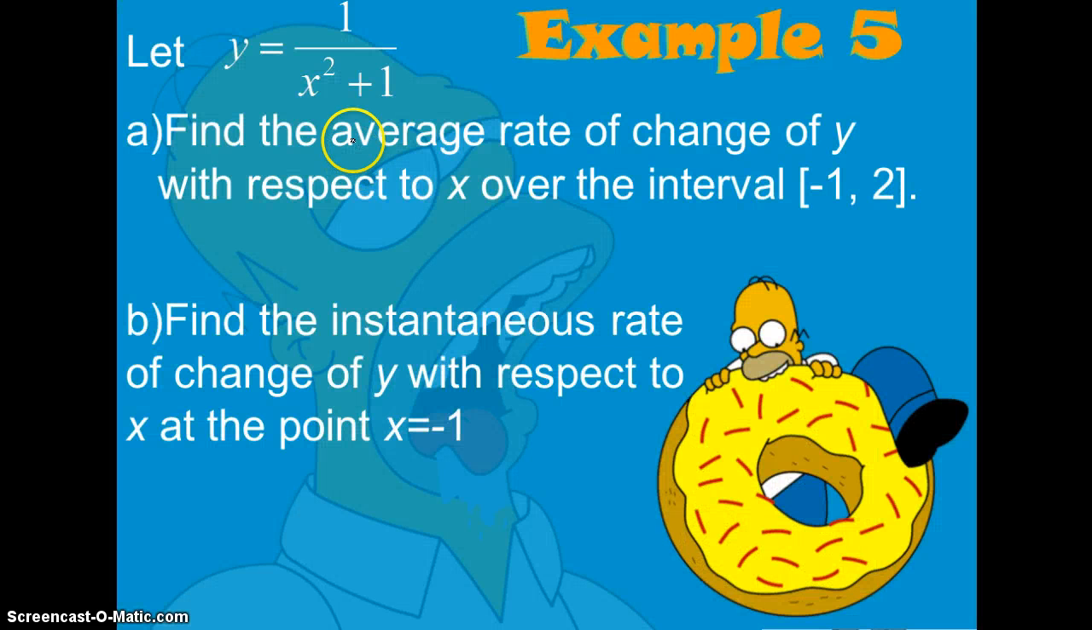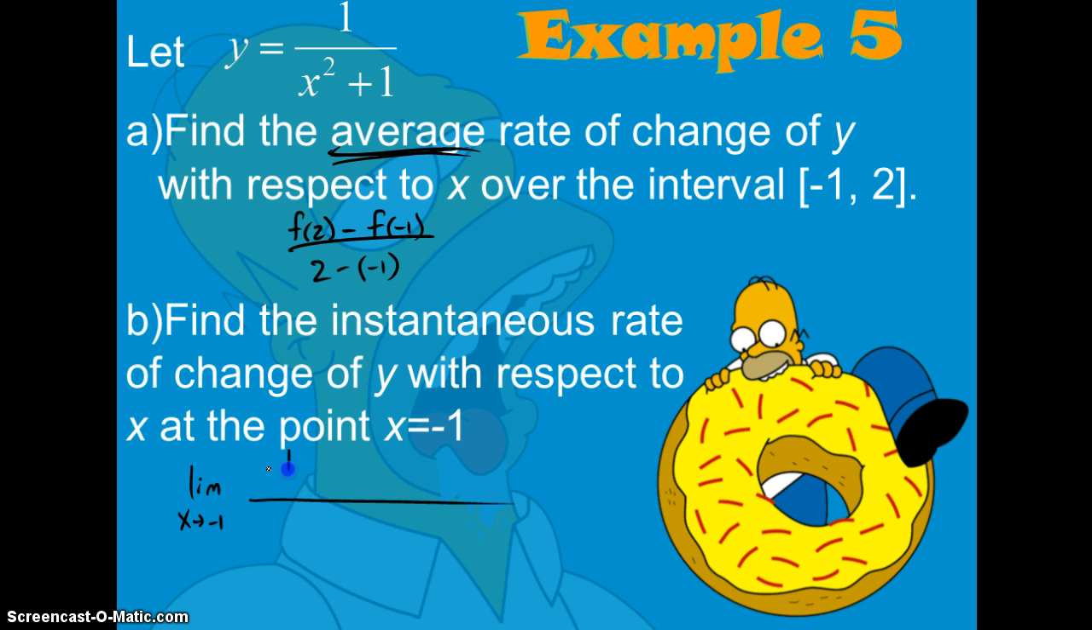All right, so again, we've got the average, buzzword, average, between -1 and 2. So we're going to take f of 2 minus f of -1 over 2 minus -1. Crunch that down, see what you get. For instantaneous, again, you've got the choice. You can either go h approaches 0 or x approaches a. I'm going to choose x approaches a one more time, just so you have some exposure seeing it.